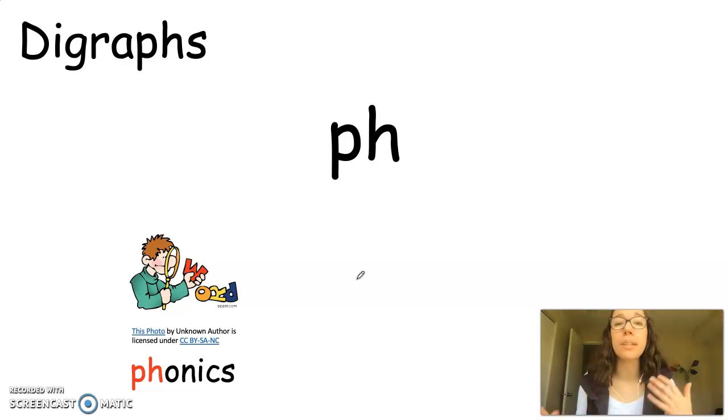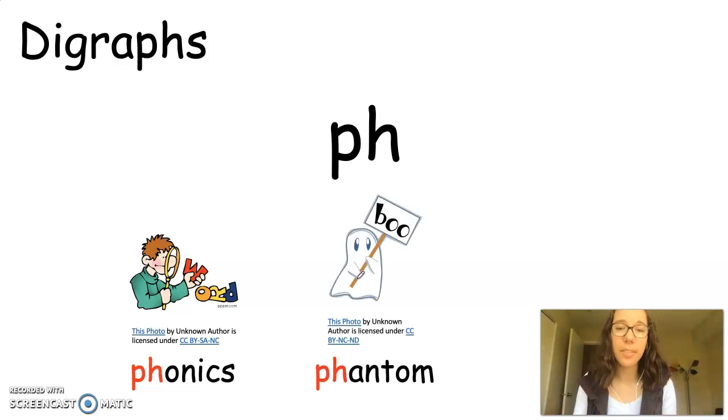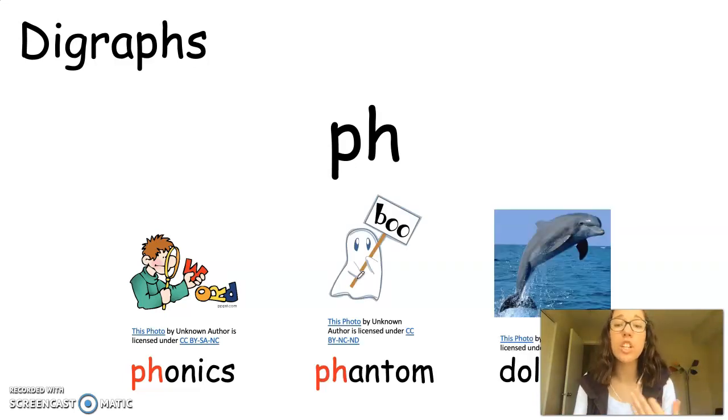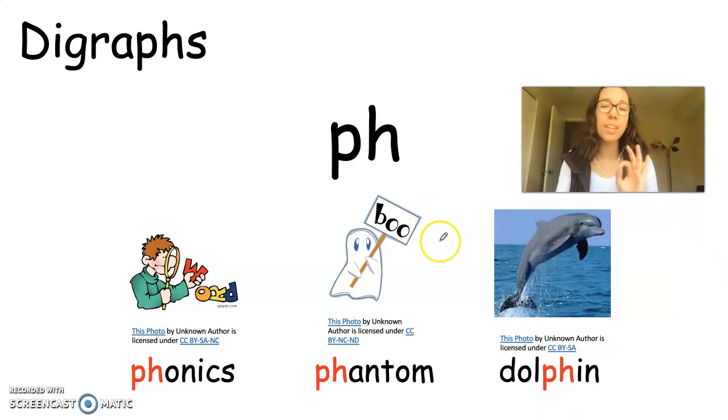But we can also think about some example words that might help us remember that PH says f. These are words like phonics, phantom, or dolphin. Now, what I want to draw your attention to here, friends, is that PH does not always come at the beginning of the word. In fact, PH can come at the beginning, the middle, or the end of a word. And we'll see some of those examples as we practice together.